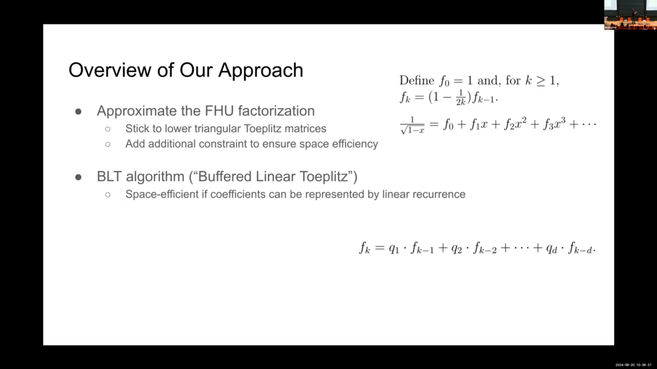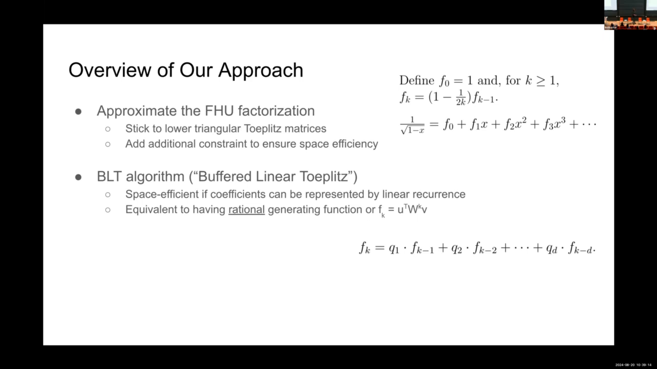As you can see, the FHU factors do not satisfy this because there's a recurrence, but it depends on the index K. Now, having a linear recurrence representation like this is equivalent to the generating function being rational, so a ratio of polynomials. As you can see, the generating function corresponding to the FHU factorization is not rational. It's got a square root in it.